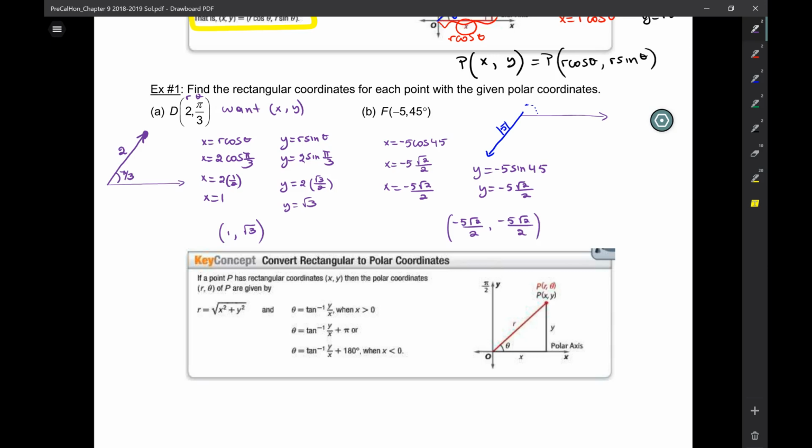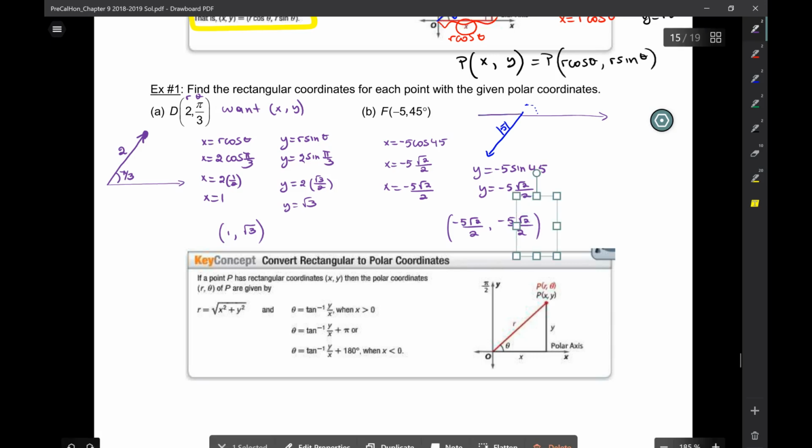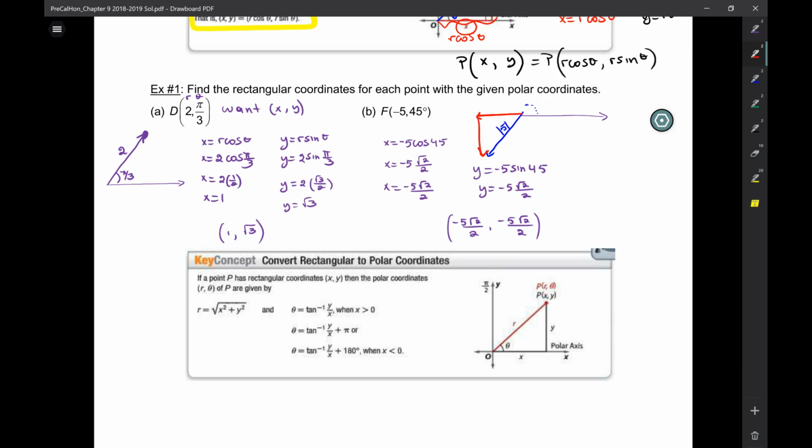Does it make sense that it's the same amount, x and y? So basically my x is going -5 root 2 over 2 in the negative direction, and then 5 root 2 over 2 in the down direction. Does it make sense that those two red lines are the same distance? Yeah. Why? Because it's a 45-degree angle, so that's an isosceles right triangle.